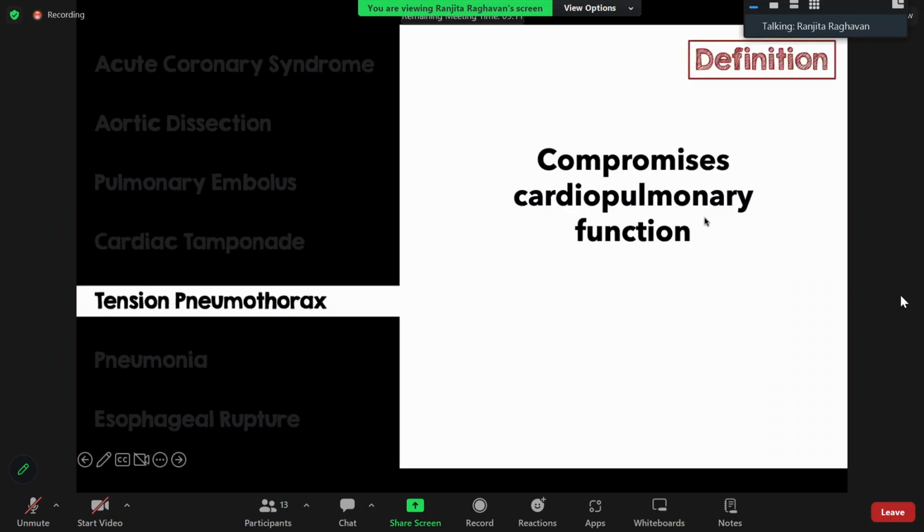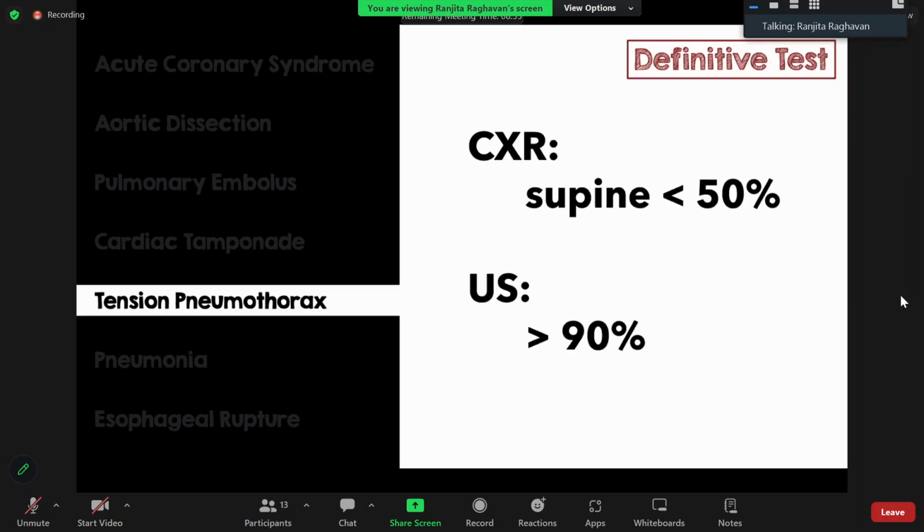Tension pneumothorax. This is where it's obviously compromising your actual function. You can have a pneumothorax clearly that is not doing so, where you're not having that tracheal deviation or a severe shortness of breath. But this is the one that's emergent. Using ultrasound for this is really great.